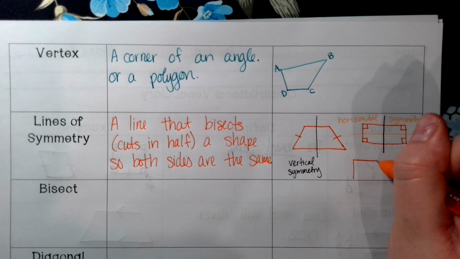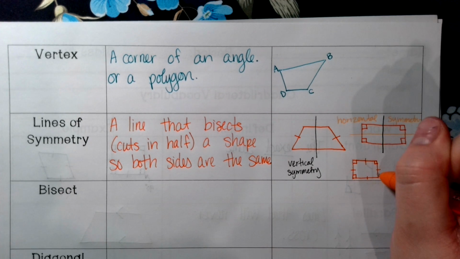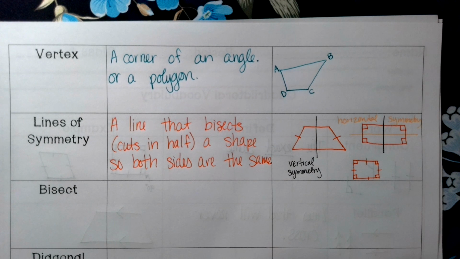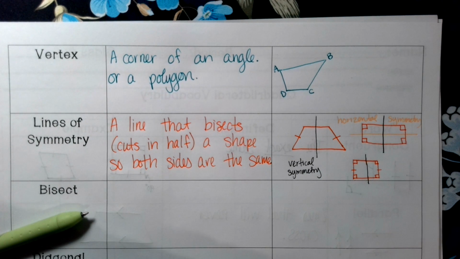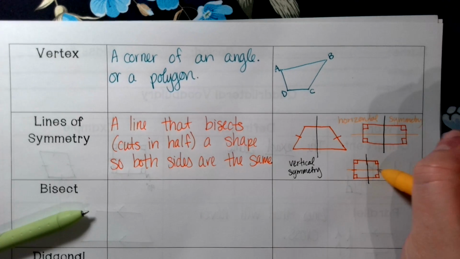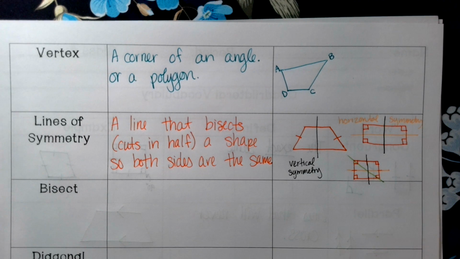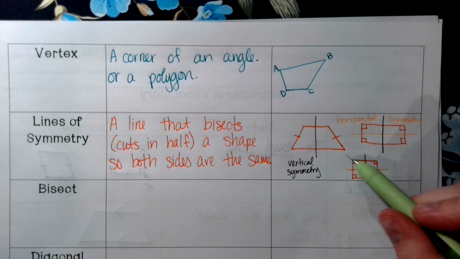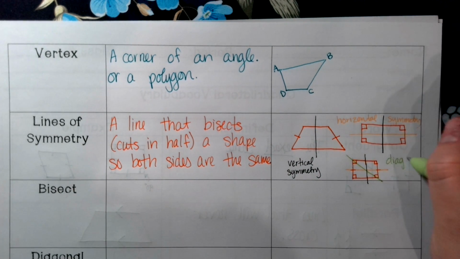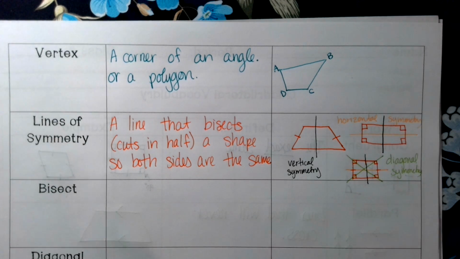And then let's also do a square. All my sides are the same. All my corners are 90 degrees. A square has vertical symmetry, horizontal symmetry, and it has diagonal symmetry. Diagonal is a line that looks like that. That's our last word. Diagonal symmetry. I can also go from the other corners. The diagonal symmetry.